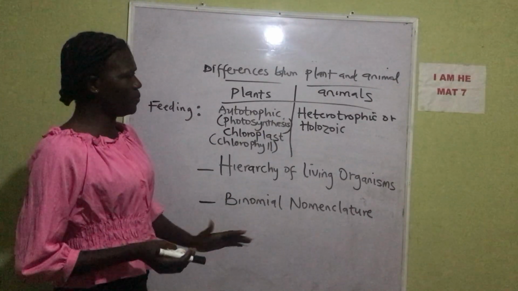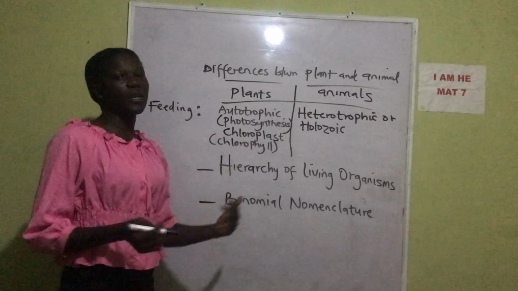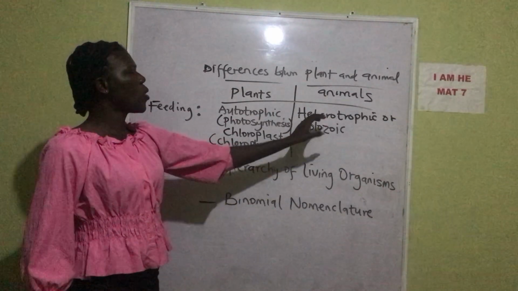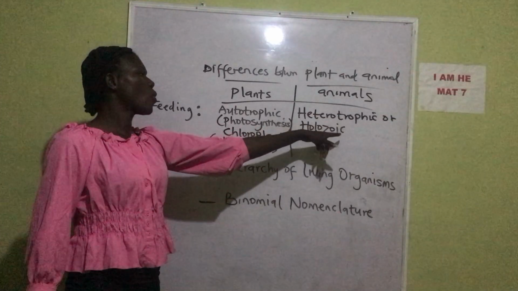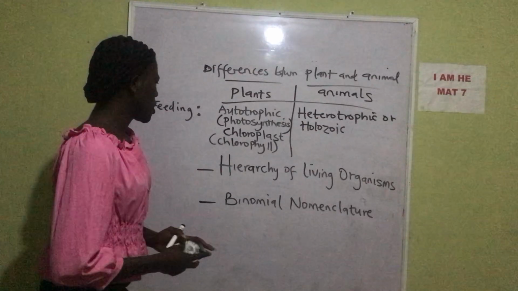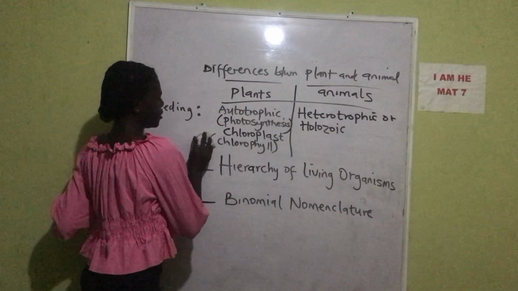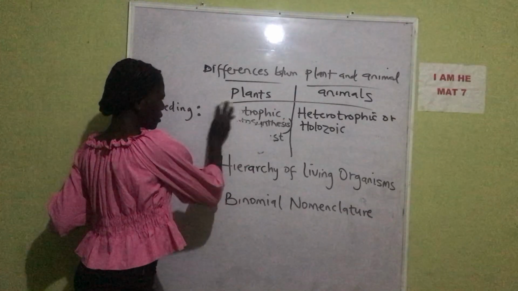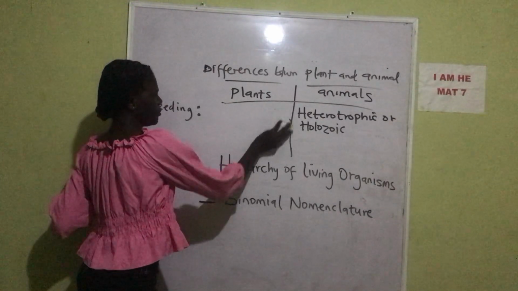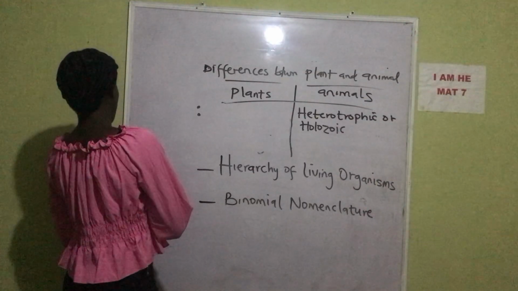Whereas animals depend on plants for their food, so they are called heterotrophic, or they exhibit the holozoic form of nutrition. Okay, the next point was movement.